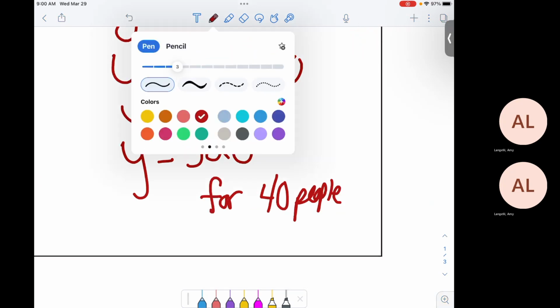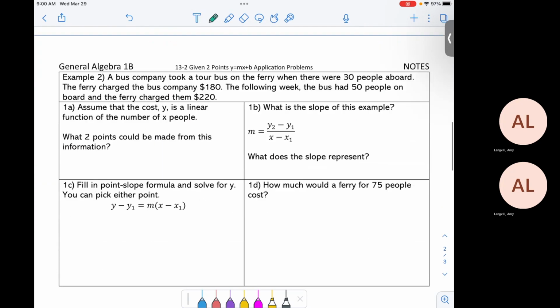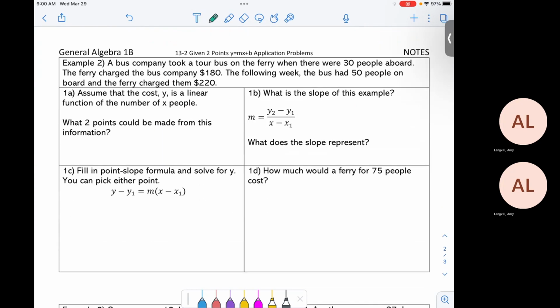Are you guys going to be a caterer when you grow up? They make bank. Do they really? I mean, looks like it. $320 for 40 people? I don't know. I bet. Okay.